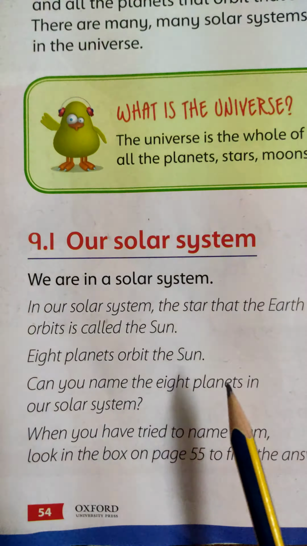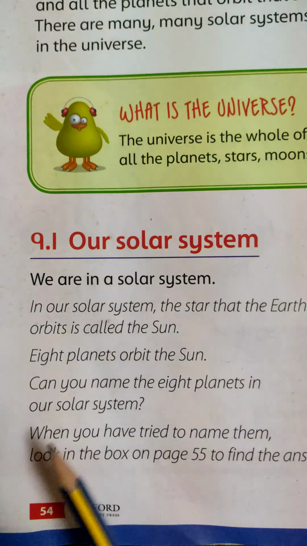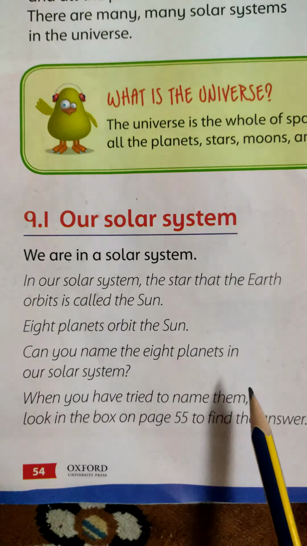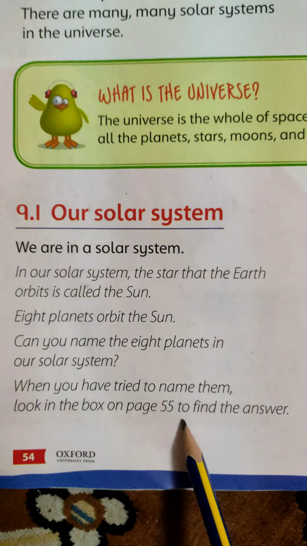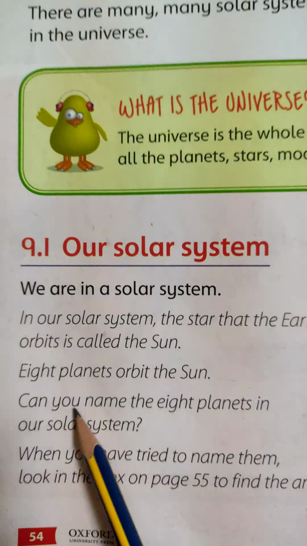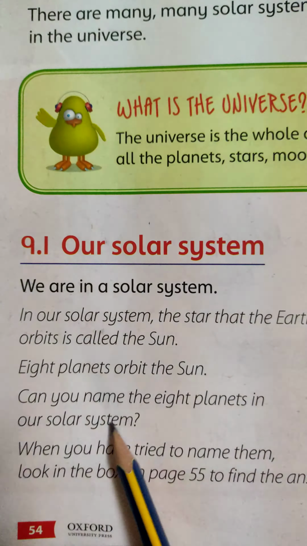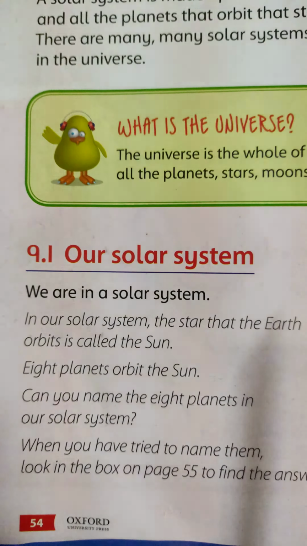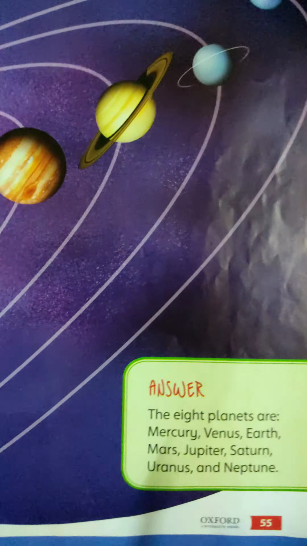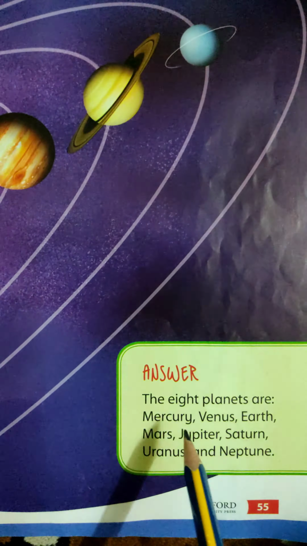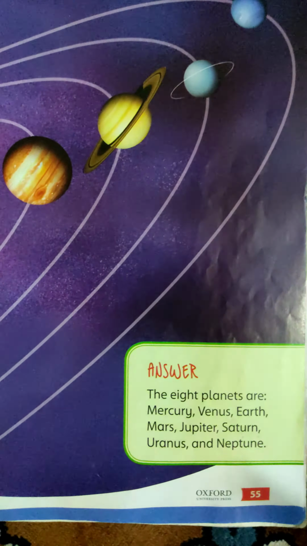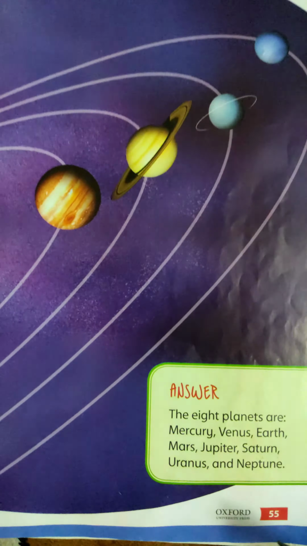Can you name the 8 planets in our solar system? When you have tried to name them, look in the box of page 55 to find the answer. Okay, can you name the 8 planets in our solar system? The names of the 8 planets are Mercury, Venus, Earth, Mars, Jupiter, Saturn, Uranus, and Neptune.